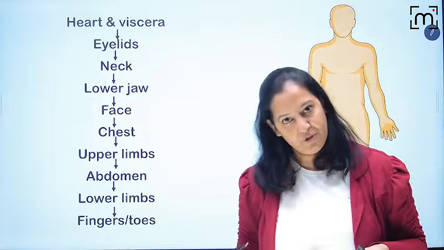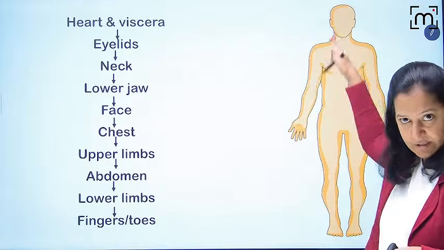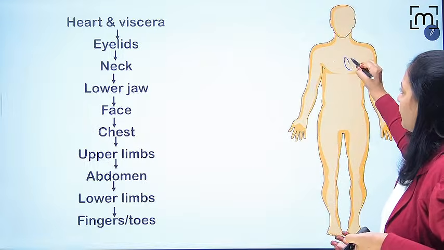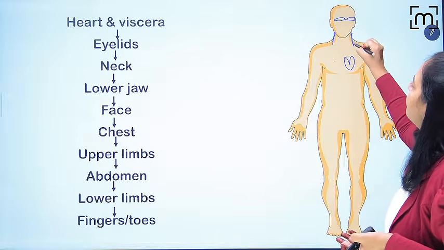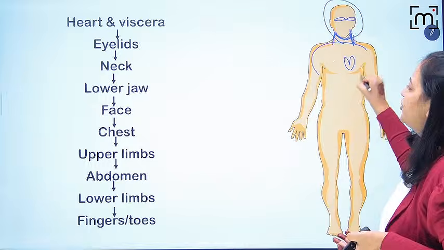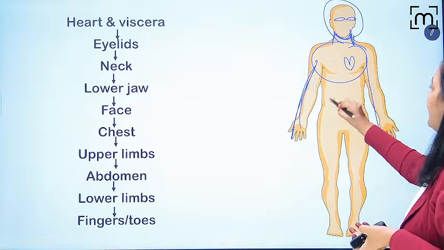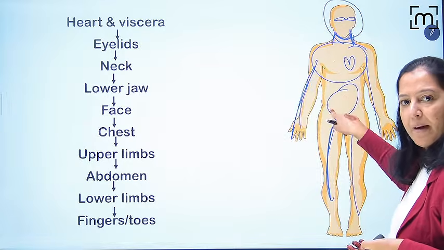We'll try again. One more slide, we will try again. Without seeing that, you try here. First the heart will contract, then the eyelids, then the neck, then the lower jaw, then the entire face, then the chest, then the upper limb, then the abdomen, then the lower limb. Very easy: chest, upper limb, abdomen, lower limb.